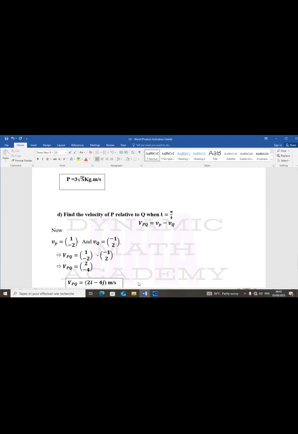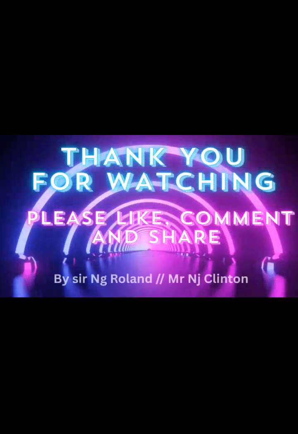Okay guys, thank you for watching. What I can note here is that the most difficult part is not actually to subtract, because we all know how to subtract. The most tedious part here is to know that the velocity of P relative to Q will always be the velocity of P minus the velocity of Q. So you have to take note of that.